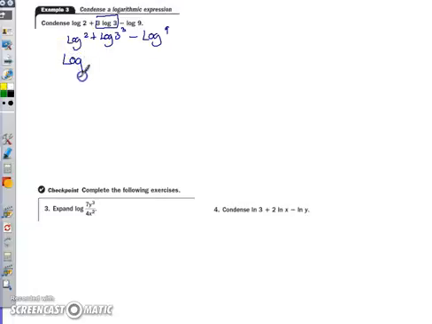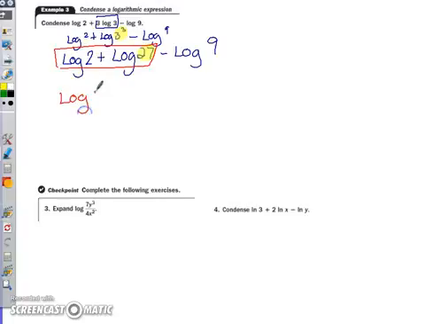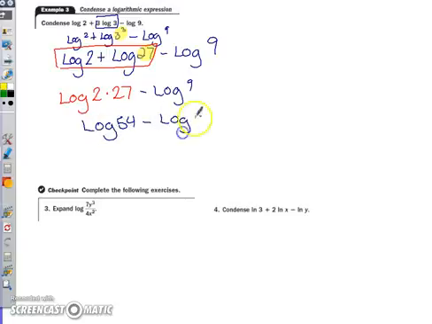Okay, so we have log of 2 plus. Now, 3 to the 3rd power is 27. So, I said 3 to the 3rd power, and that's how I got 27. Minus log of 9. Now, again, since there's no bases, we assume it's base 10. Now we're going to take it a piece at a time. I'm going to deal with these 2 pieces. And since they're added, I can say log of 2 times 27, because that's our rule, minus log of 9. Well, 2 times 27 is 54. So log of 54 minus log of 9.